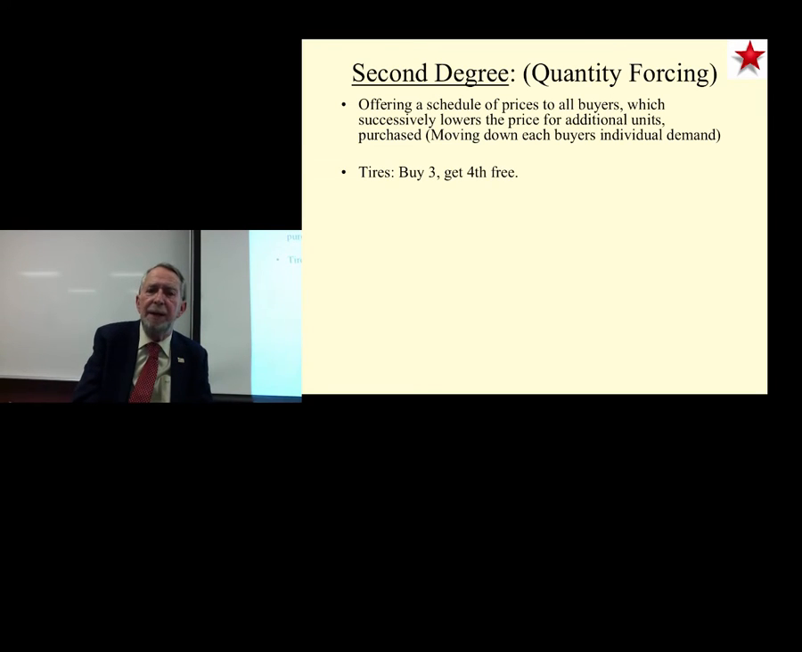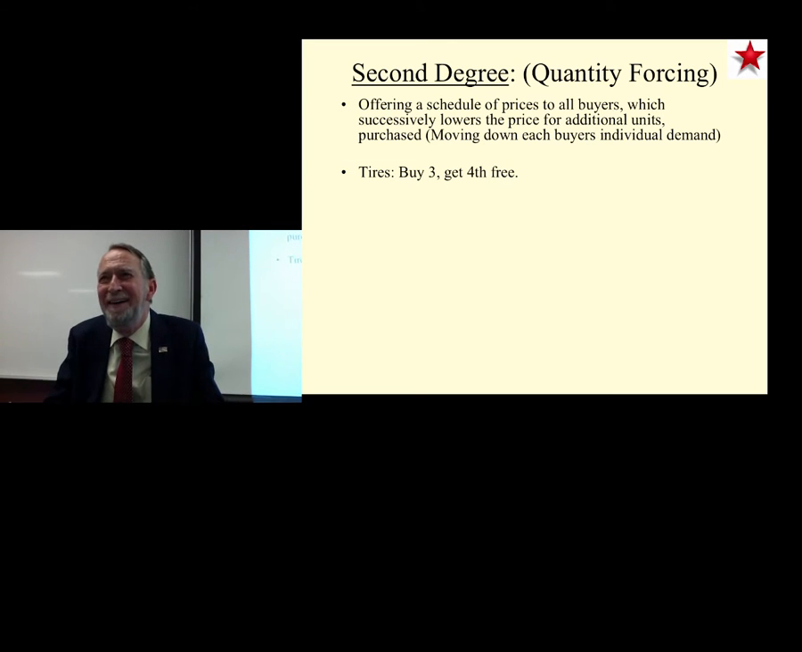A good example is you'll see these ads for tires all the time. Buy three and get the fourth tire free. Well, stop and think. What are the reasons for buying tires? Yeah, they're for the car. And for bicycles, too. They have tires, too.